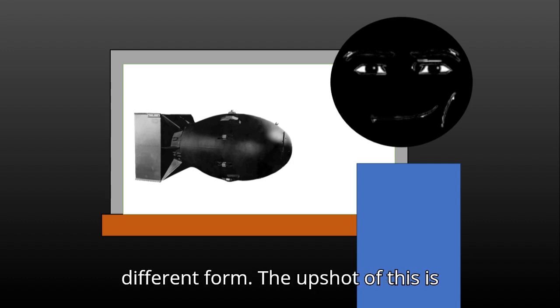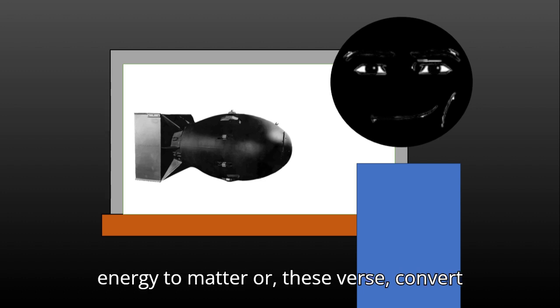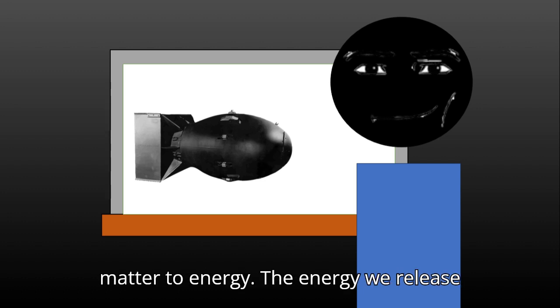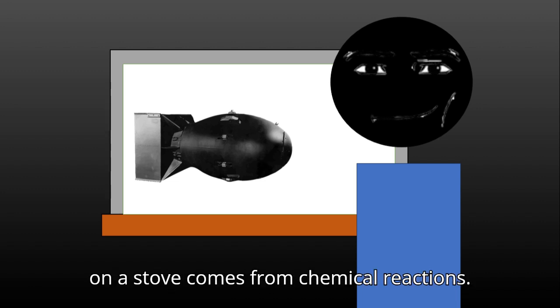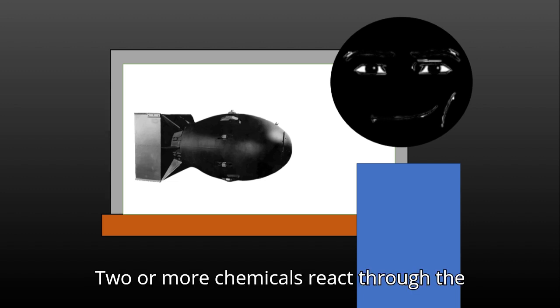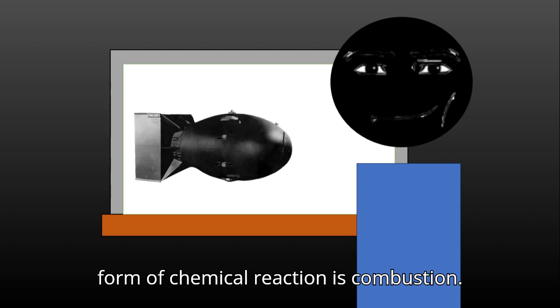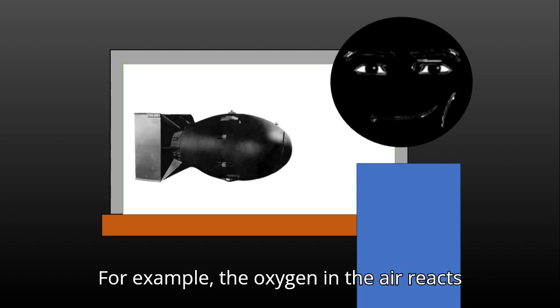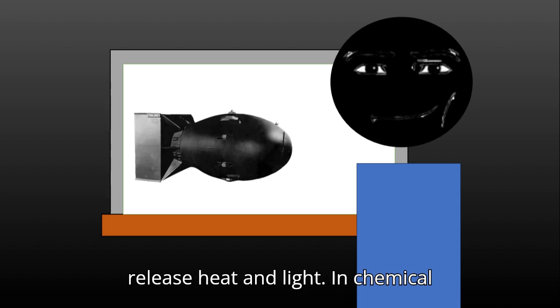The upshot of this is that it should be possible to convert energy to matter, or vice versa, convert matter to energy. The energy we release every day when driving our car or cooking on a stove comes from chemical reactions. Two or more chemicals react with the motion of electrons and the forming and breaking of chemical bonds. One familiar form of chemical reaction is combustion. For example, the oxygen in the air reacts with the substances in a candle to release heat and light.